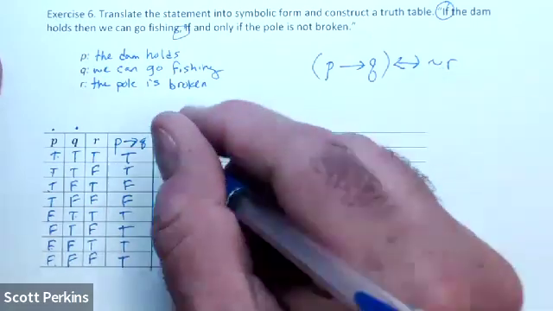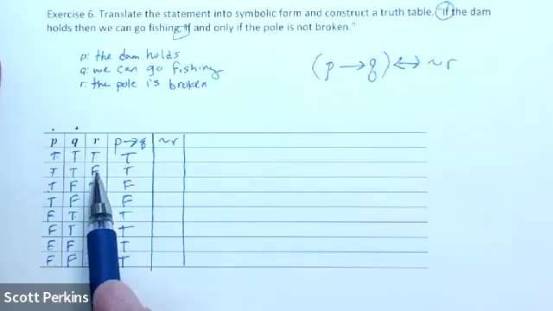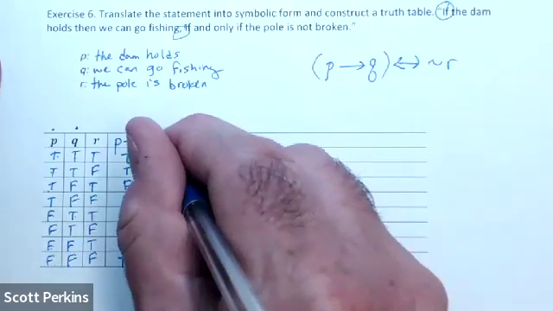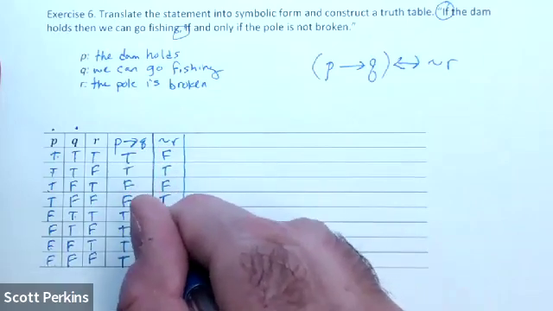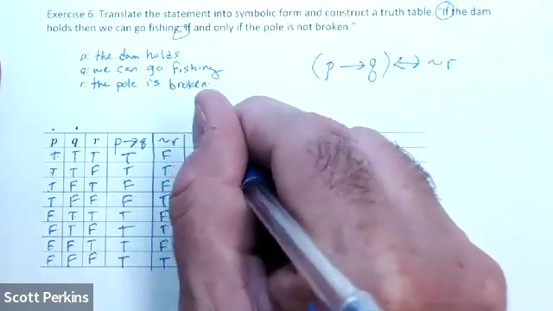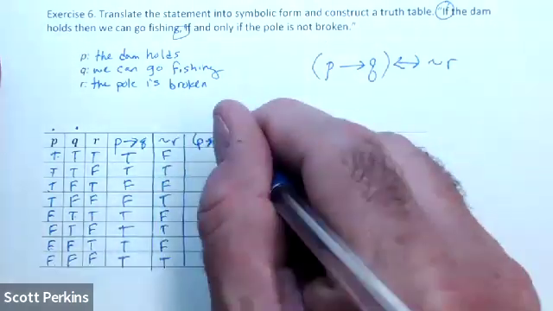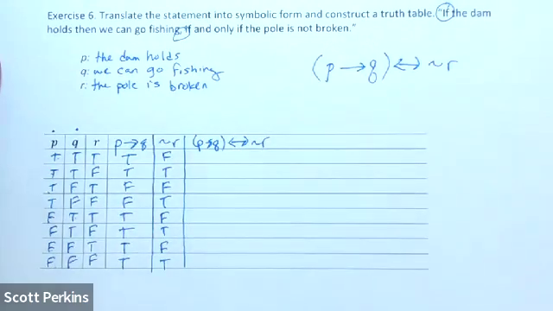Then I need a squiggly column for R. So R goes true, false, true, false, true, false. So it's just going to reverse to false, true, all the way down. And then last but not least, I'm going to take the parentheses and I am going to do the biconditional with squiggly R.